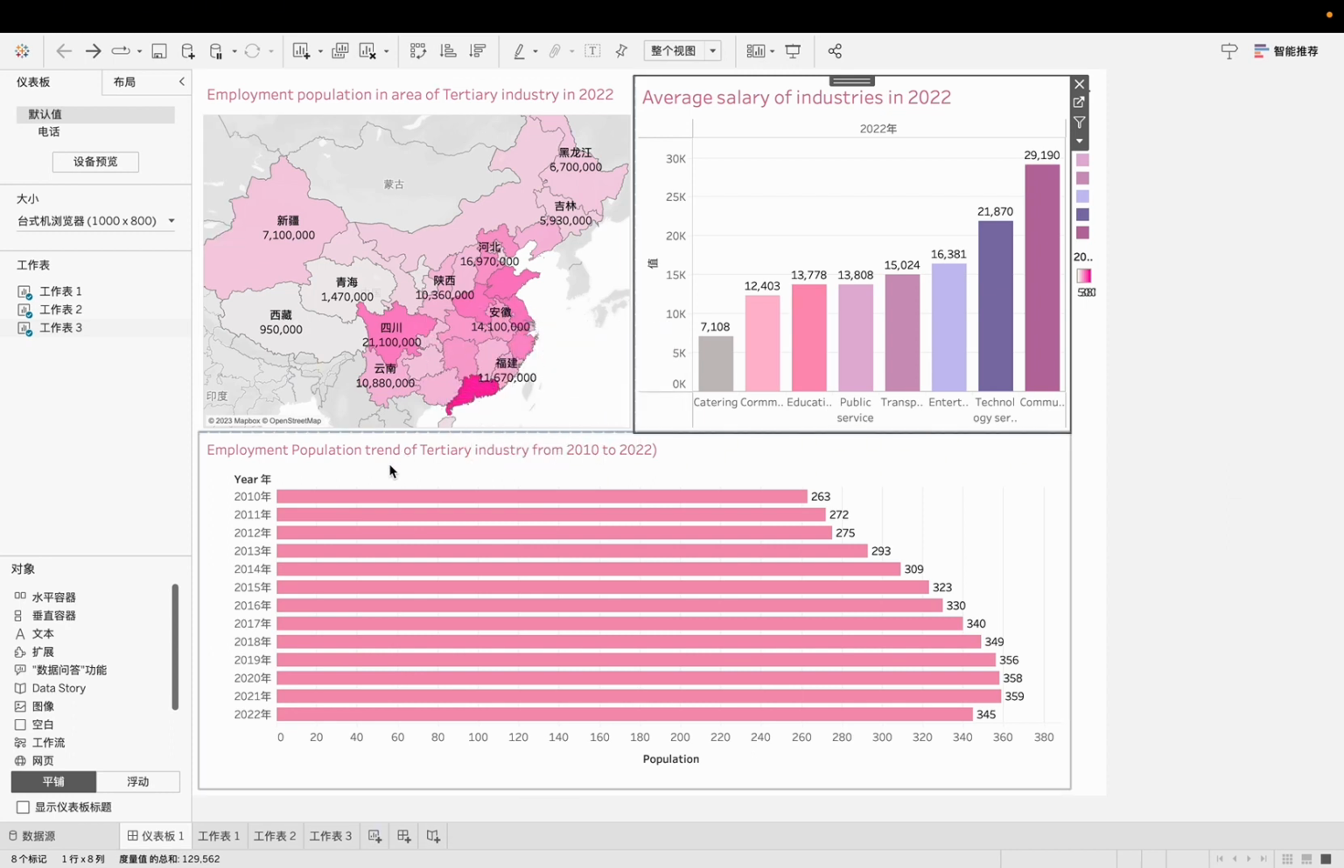And the employment population trend of it from 2010 to 2022 still increases year by year, but has a little decrease in 2022. And because the tertiary industry covers so many industries and includes new ones, it is difficult to calculate average wages. I just chose some industries from it to make a comparison.